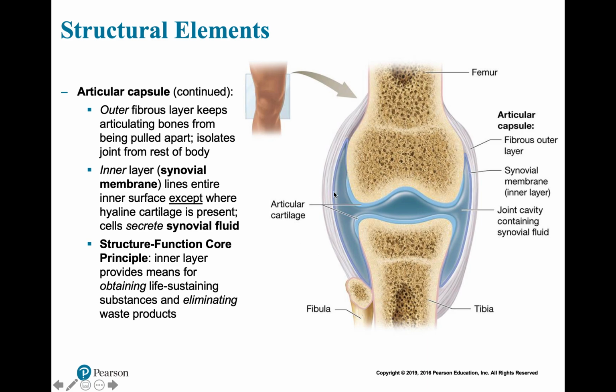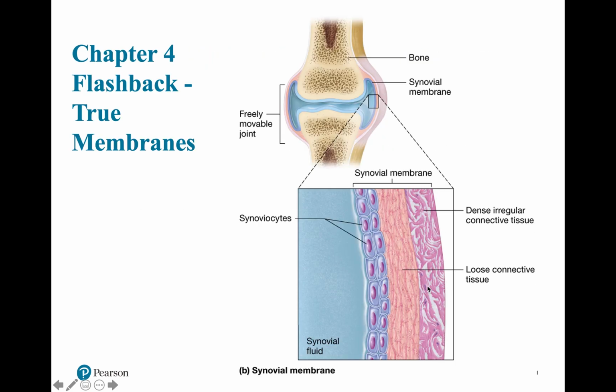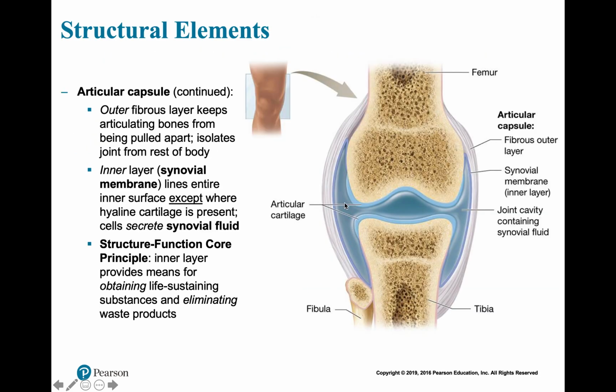The inner layer of the articular capsule is denoted by this purplish line. That's the synovial membrane. The synovial membrane is composed of a specialized loose connective tissue, which is highly vascularized, and modified fibroblasts, called synovicytes, which secrete synovial fluid. Right, that synovial fluid then fills the joint cavity, okay? All right.